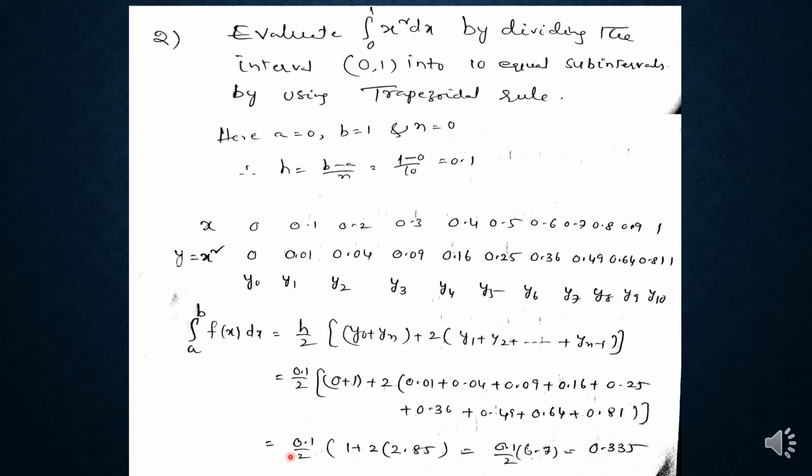So that is equal to 0.1 by 2 into 1 plus 2 into, by adding all these terms, we will get 2.85, that is equal to 0.1 by 2 into 6.7. So 6.7 by 20, that is equal to 0.335. So that is the value of integral 0 to 1 x square dx.